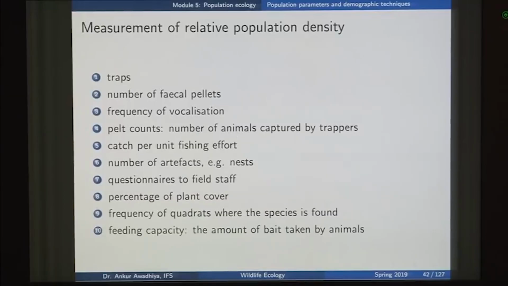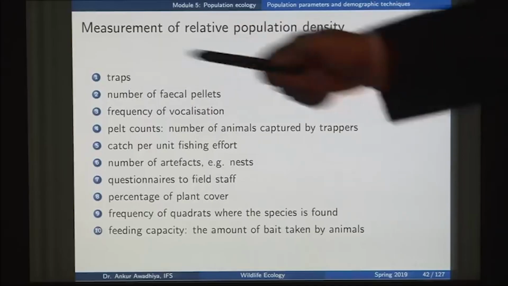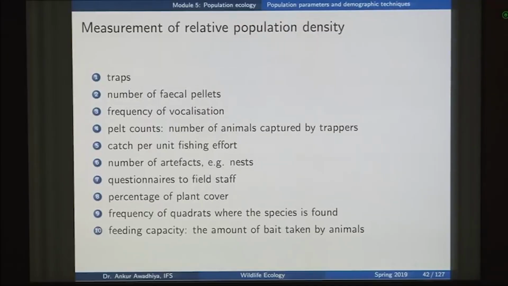Next we look at some relative population density methods. Now in the case of relative population density, you should remember that we are interested in knowing which area has more number of animals, whether it is area X or area Y. So we can put up traps and see how many animals are captured in X, how many animals are captured in Y. More number of animals that are caught. Or we can look at the number of fecal pellets that are there in these two areas. If one area has got more number of fecal pellets, more amount of dung, then it should have more number of animals. Or if you go to one area and you hear say 10 sounds of tiger, and in another area you go and you hear 1000 calls of tiger.